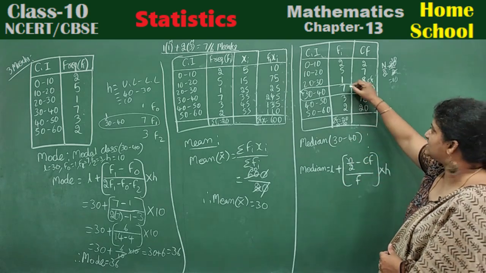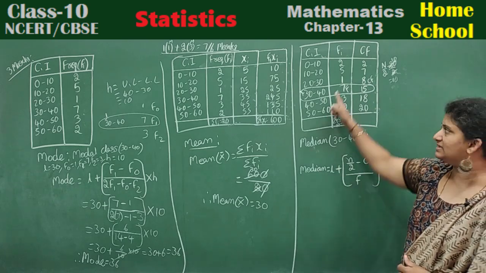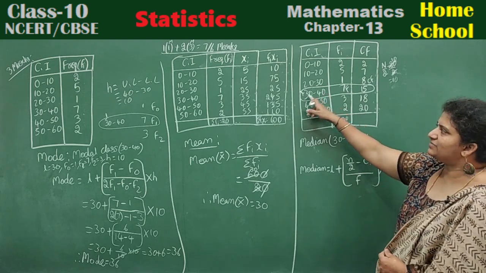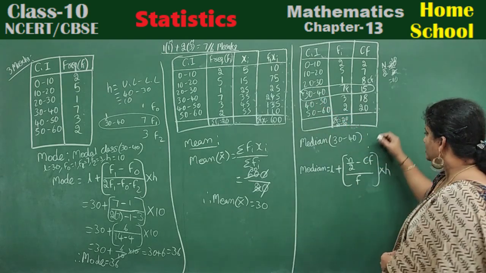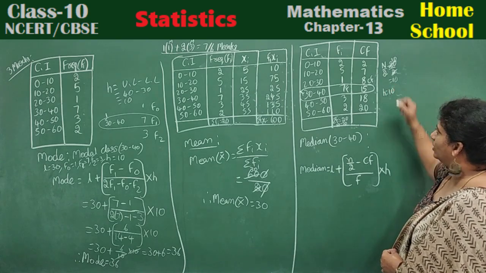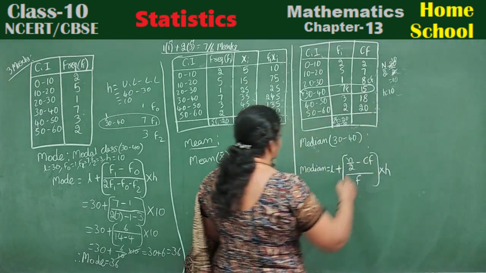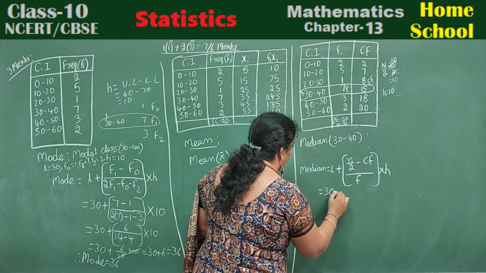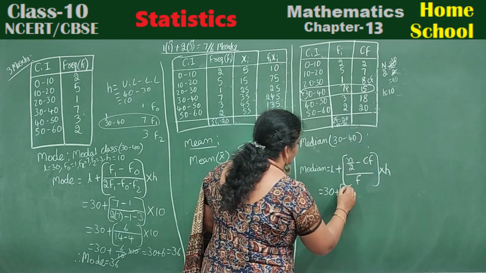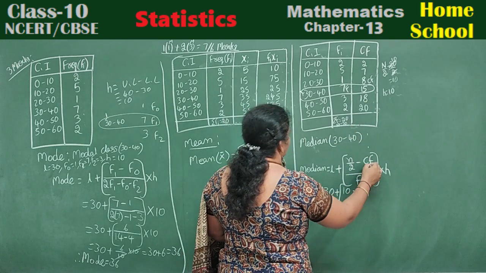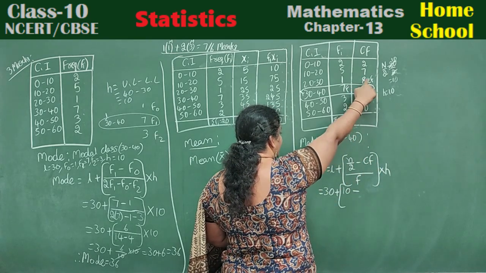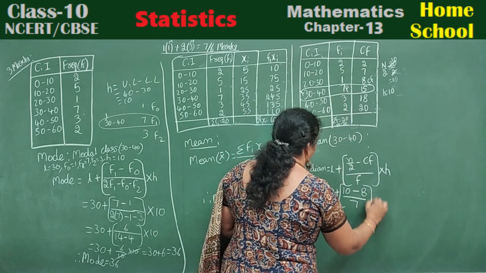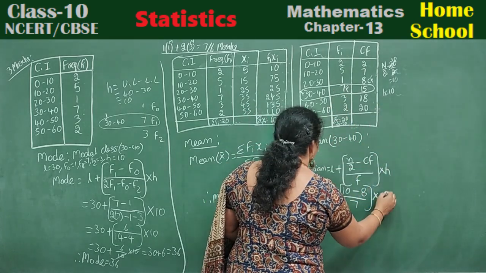F is the frequency in the median class. This is the frequency. H is the class size. The class size 40 minus 30 will be 10, so you can write here H is equal to 10. Substitute all this in the formula. Median is equal to L 30 plus, n by 2 is 10 minus the cumulative frequency above the median class, 8, divided by the frequency in the median class, 7, into H, the class size, 10.